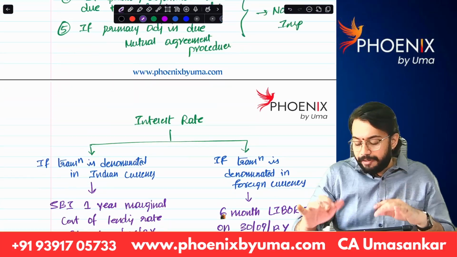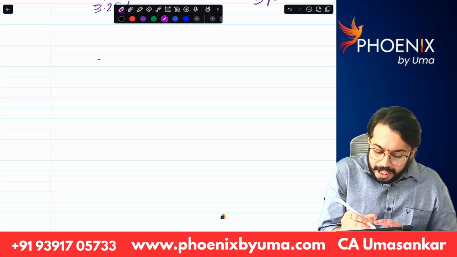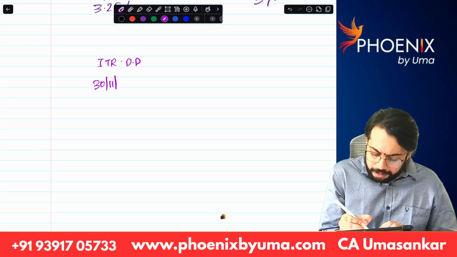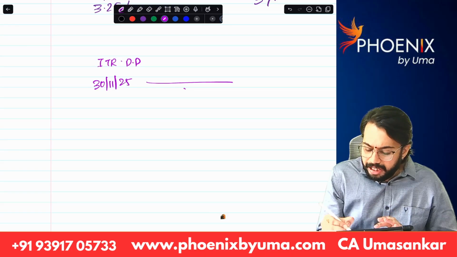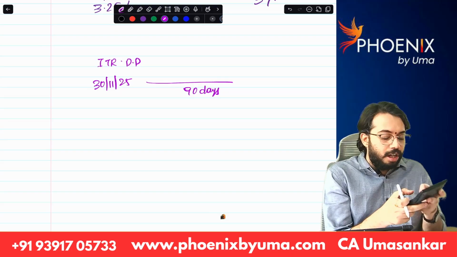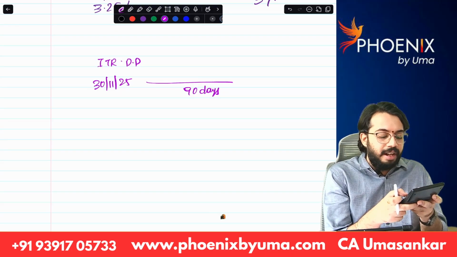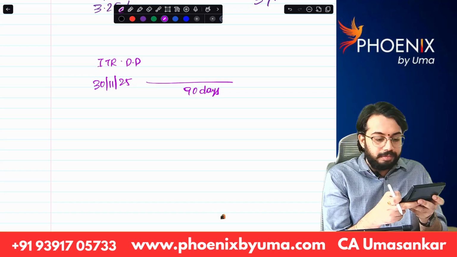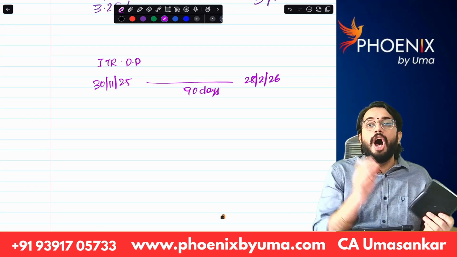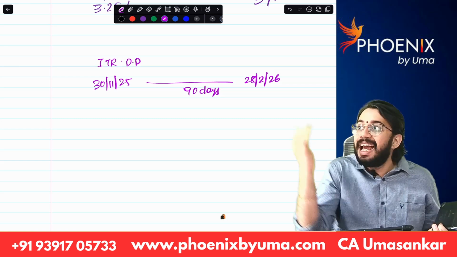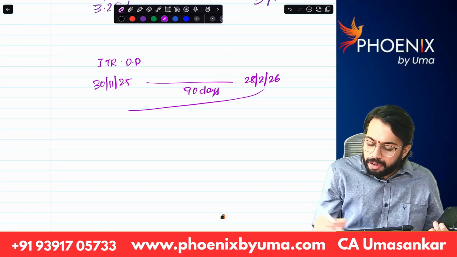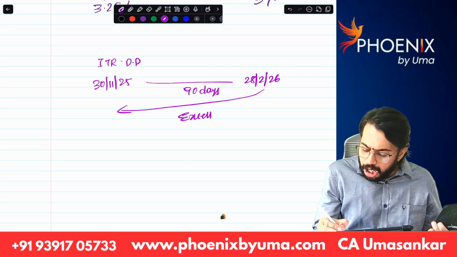For example, the ITR due date is 30th November 2025. Within 90 days, excess money is to be brought into India. That means December 31, January 31, February 28. On or before 28th February 2026, excess money is to be brought into India. For example, suppose before 28th February 2026, excess money is not brought into India.